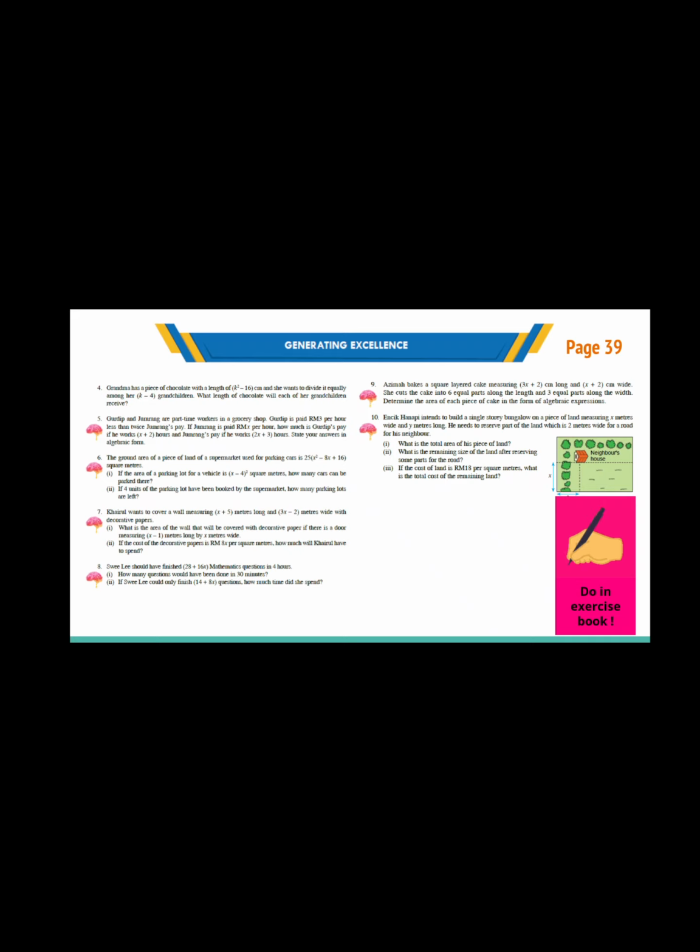Same thing, go to number 5. Goody and Jumram are part-time workers, so Goody is paid 3 ringgit per hour less than Jumram. So you have to write some expression there. Then Jumram is paid X ringgit per hour. State your answer in algebraic form. So that one you have to sort out. If you have a problem, just let me know. If not, you just do it in your book.